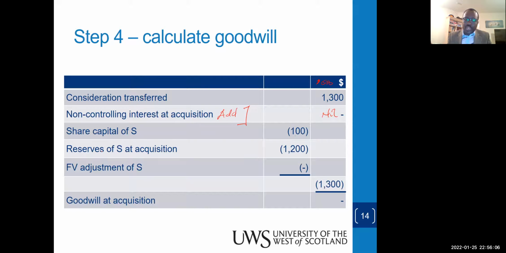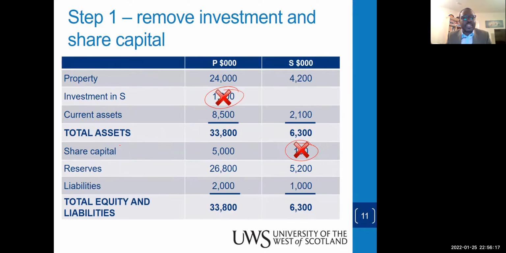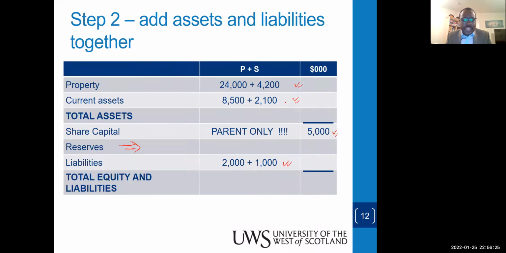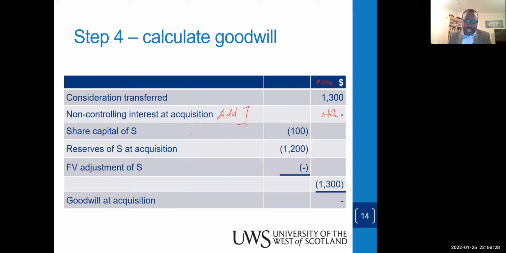We subtract it, and then we also subtract the retained profit at acquisition of the subsidiary. When you look at the question, when the parent acquired it, the reserves of the subsidiary were 1.2. So these two elements we combine, we would then consider them to be what? The identifiable net assets of the subsidiary. Of course, it should be measured at fair value.